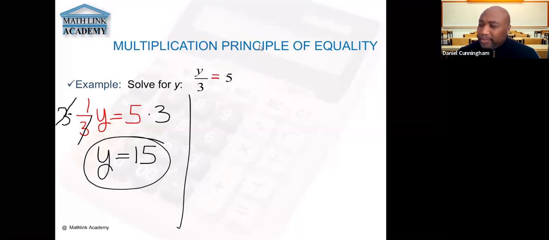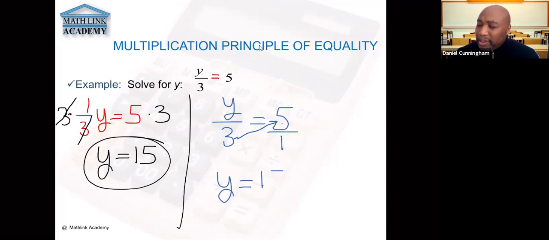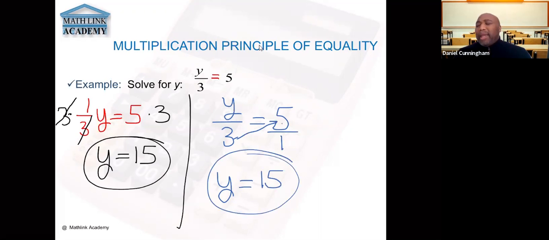Another way to look at it: we have y over 3 is equal to 5. So how can I get y by itself? In some of my videos, if you have looked at them, I talk about proportions. You can cross multiply. This is the same thing as y over 3 equals 5 over 1. So you can move the 3 over to this side. So y is equal to 3 times 5, which is 15. And we still end up with the same answer.